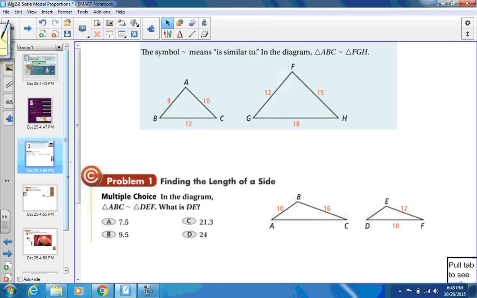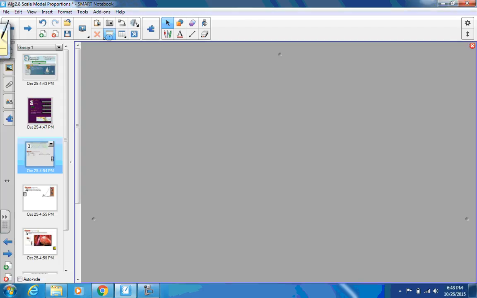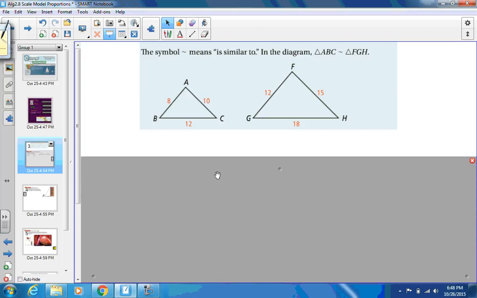I think we'll have about 3 examples we're going to go through and how we can use proportions to find missing things. Just before we start this problem, here's 2 triangles. You can tell they look very similar. There's a symbol with a little squiggly sign, and I'll circle it right there. That means is similar to. So in the diagram, triangle ABC is similar to triangle FGH. These 2 triangles are similar, meaning they're the same shape but not the same size.